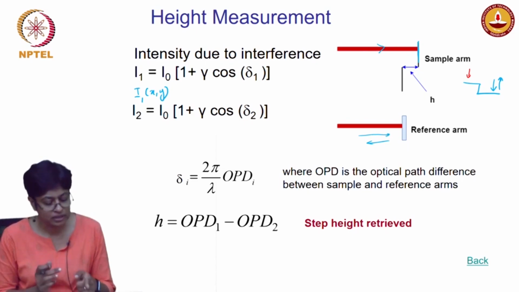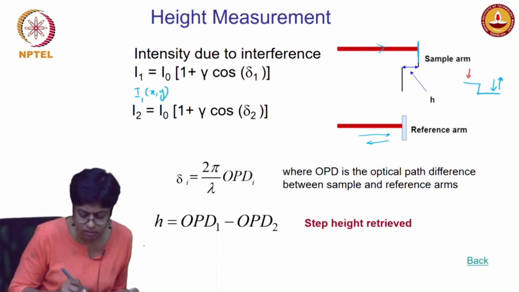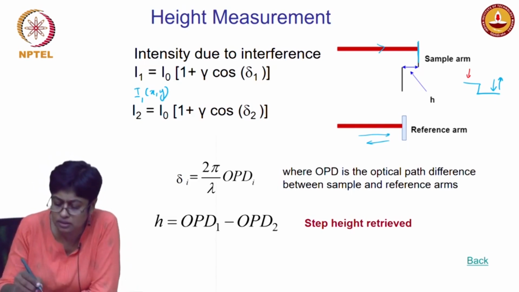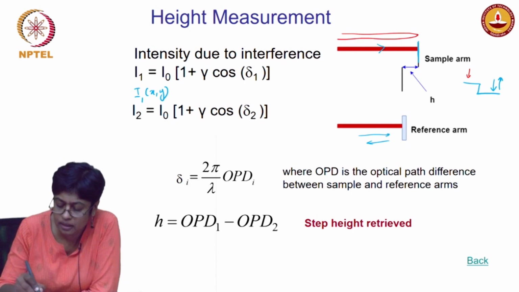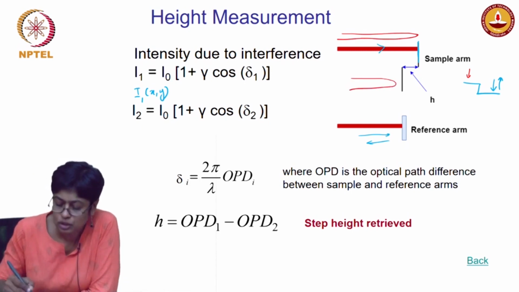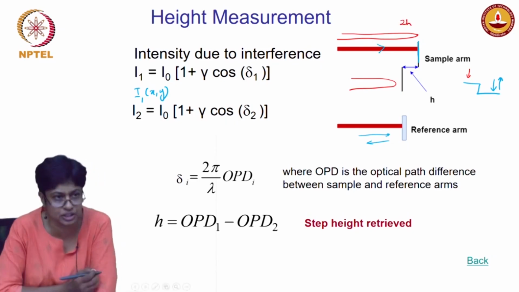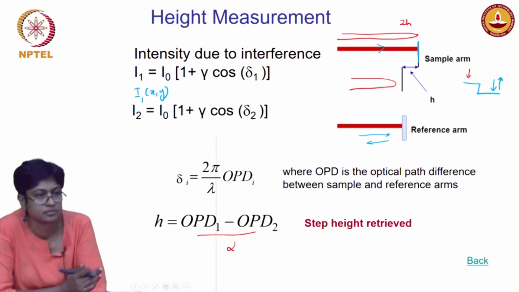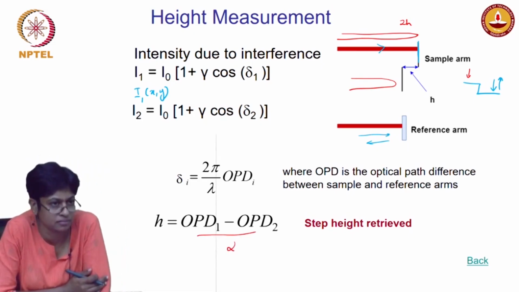Agreed? In fact, this is not right here. Actually, it's OPD1. OPD1 is this distance. And this is the first case. So the difference here gives me twice h actually, right. So I actually should have a 2 here, I think, right. But you get the point. It's the difference that I need.